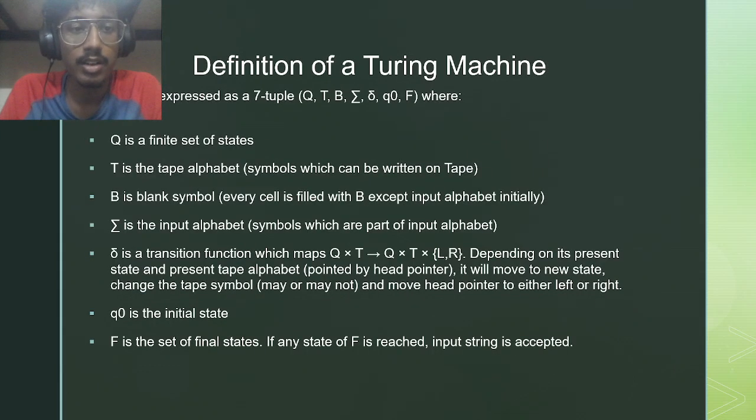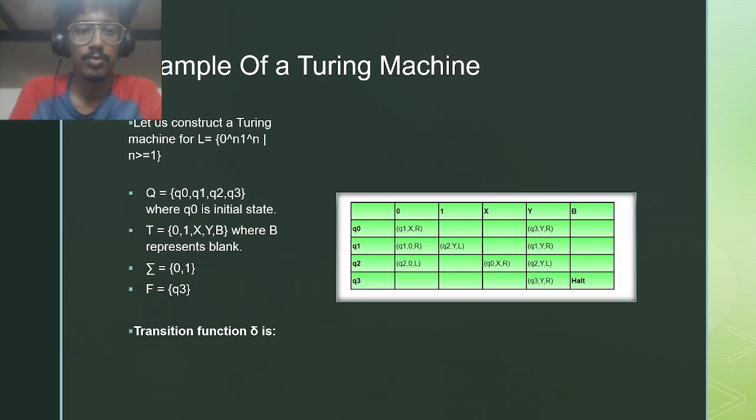A Turing machine is defined by a 7-tuple as follows, where Q is the finite set of states, T is the tape alphabet, B is a blank symbol, sigma is the input alphabet, delta is the transition function, Q0 is the initial state, and F is the set of final states. If any state of F is reached, the input string is accepted.